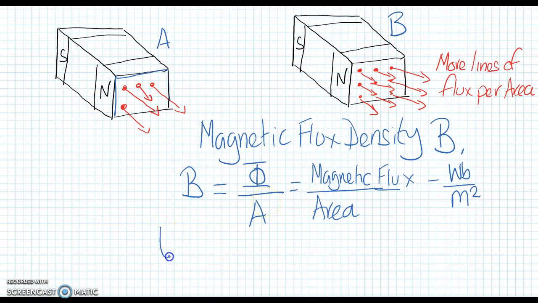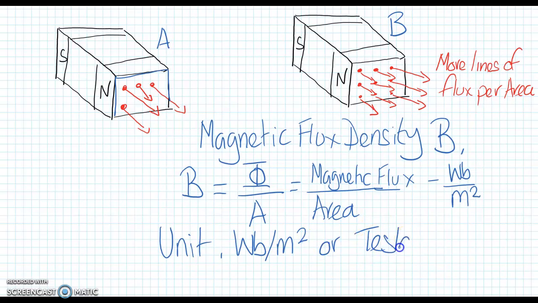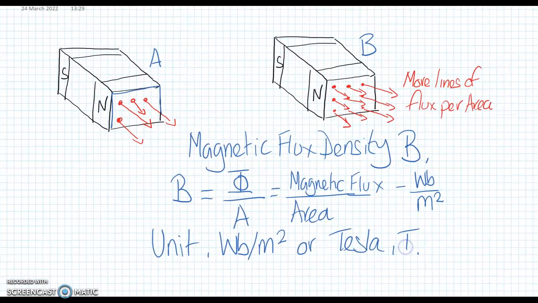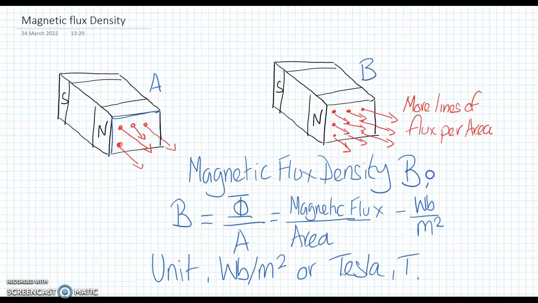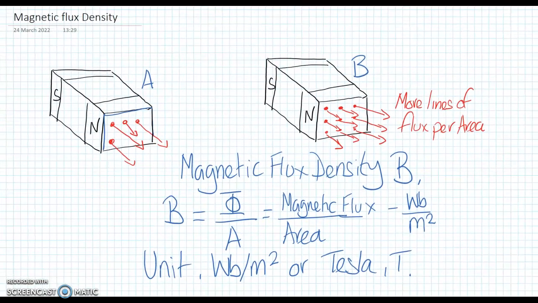The unit of magnetic flux density can be Webers per meter squared, or it can be Tesla, T. Now B crops up in quite a lot of engineering, electrical engineering calculations, specifically motors and force. It's the fundamental principle of generation, because without magnetic flux we can't generate electricity in an alternator.